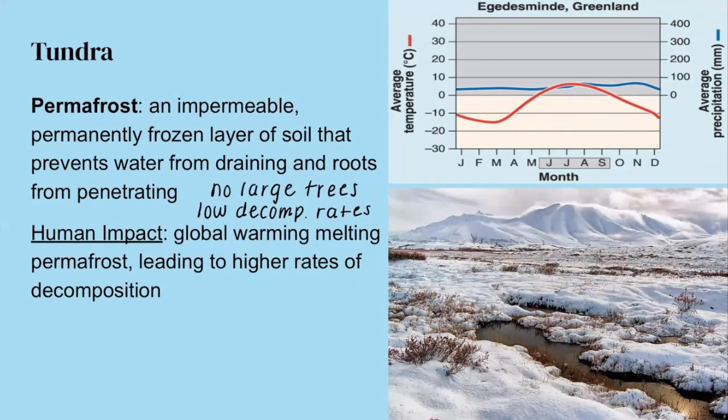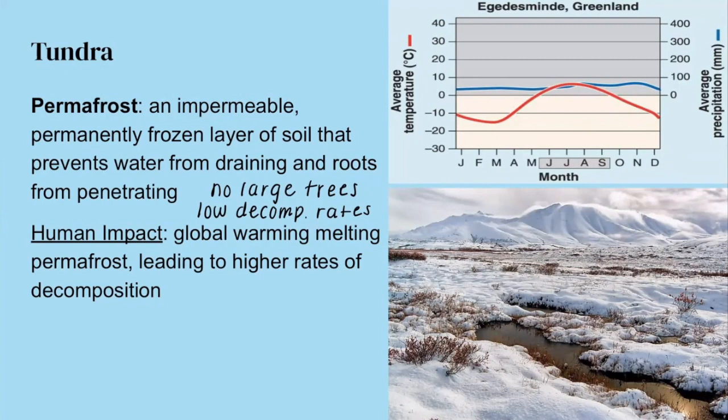Some major human impacts that we see in the tundra are global warming, which melts this permafrost. And we also see that this leads to higher rates of decomposition. So the tundra is kind of classified as a place that has permafrost and low decomposition rates. So when the globe is warming, we're seeing these things change pretty drastically.